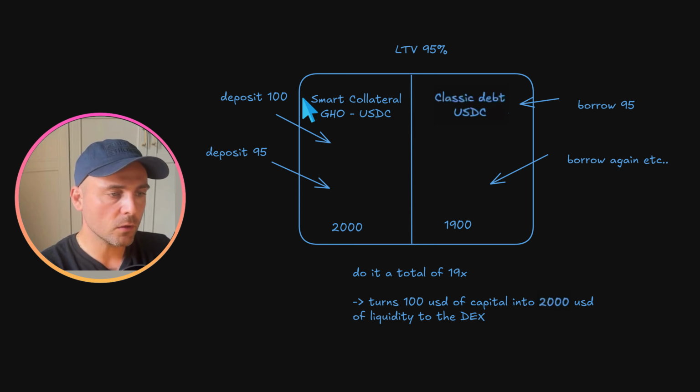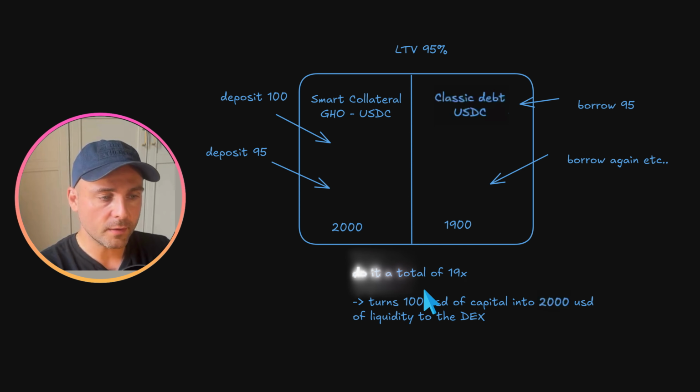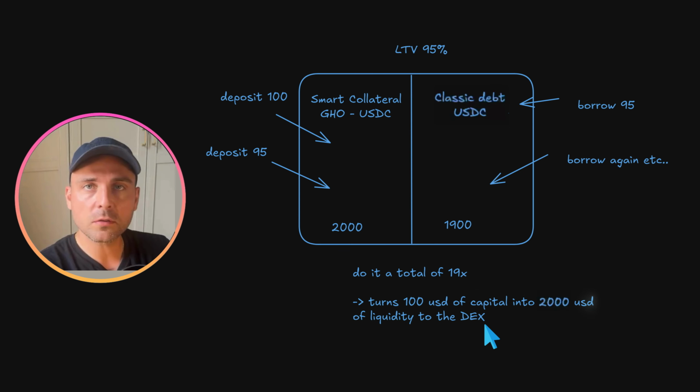So imagine as a market maker, you have $100 in capital, which you deposit as smart collateral. Now, against that smart collateral, you can borrow up to $95. Now, these $95 can be redeposited into the smart collateral, leading to $195 of liquidity to the Go USDC DEX. Again, you can borrow against that newly deposited collateral. And you can do this up to 19 times when the loan to value ratio is 95%. And effectively, this turns the $100 that you had at your disposal into $2,000 of liquidity to the Go USDC DEX. Meaning instead of earning trading fees on $100, you earn trading fees on $2,000.